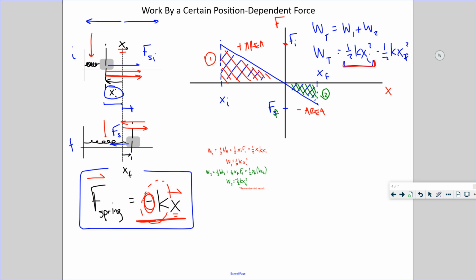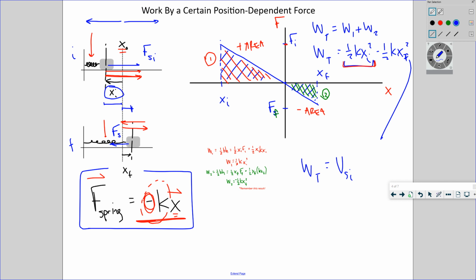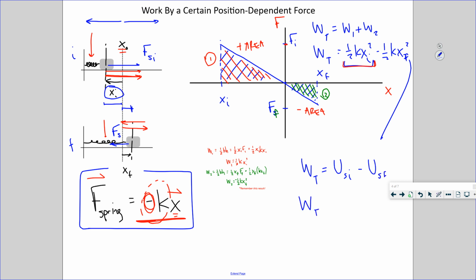So what we have is our work total is the initial spring energy, potential energy U spring initial, minus U spring final. Or the work done, the total work done, is negative delta U spring.